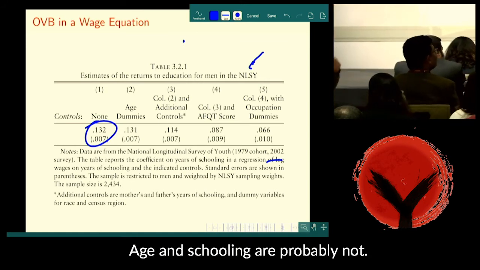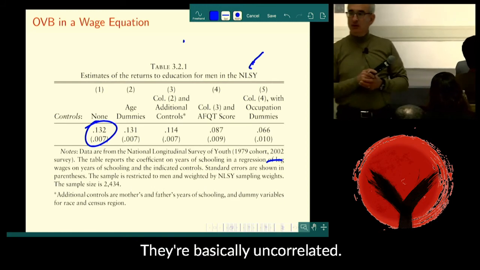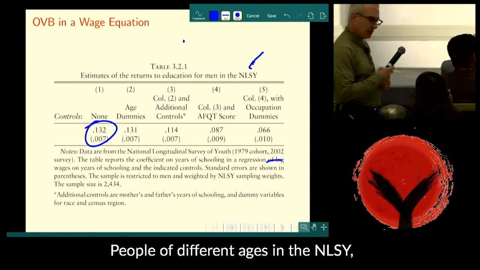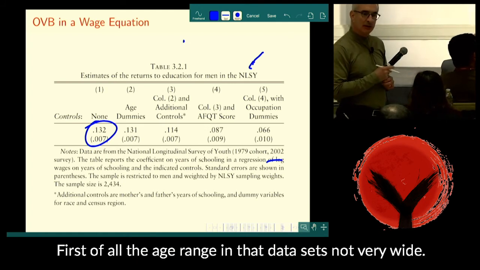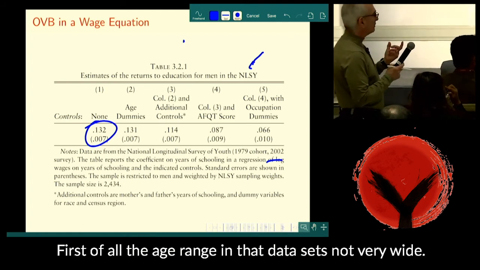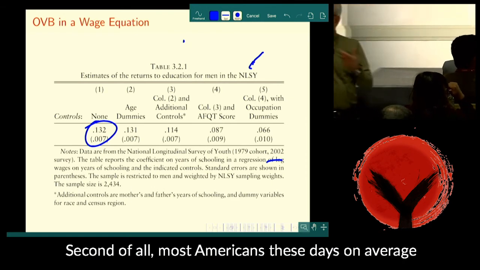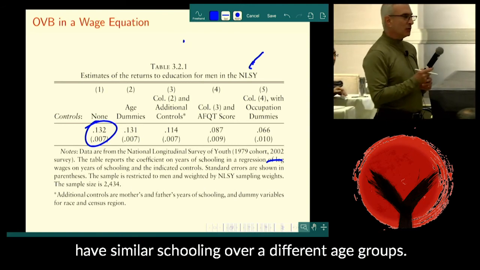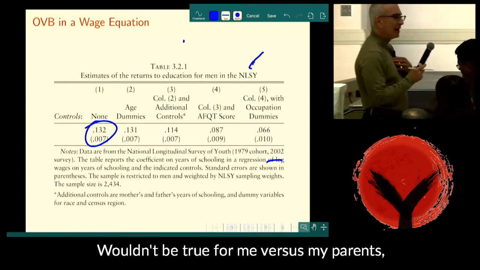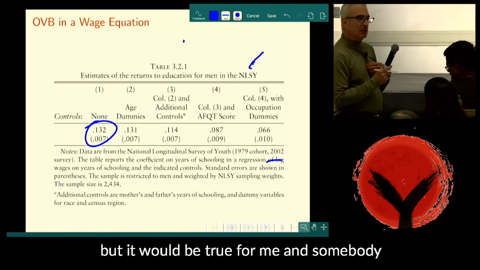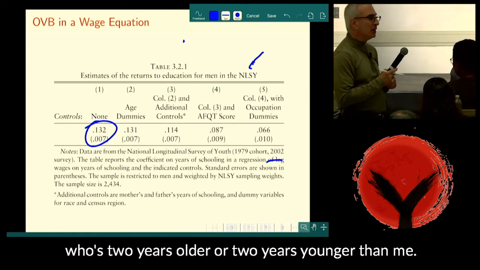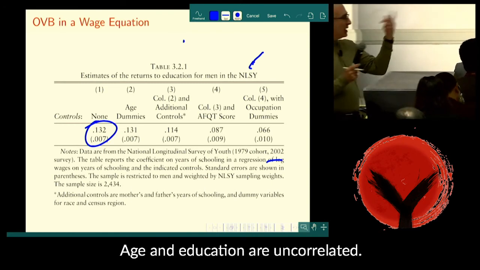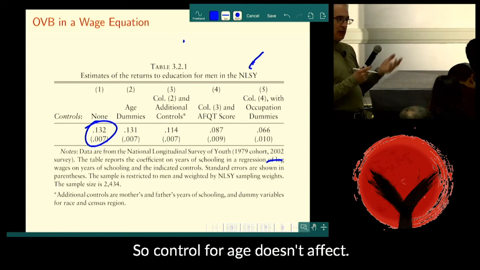Age and schooling are basically uncorrelated. People of different ages in the NLSY all get about the same schooling. First of all, the age range in that data set's not very wide. Second of all, most Americans these days, on average, have similar schooling over different age groups. It wouldn't be true for me versus my parents, but it would be true for me and somebody who's 2 years older or 2 years younger than me. So the OVB here is 0. Age and education are uncorrelated, so control for age doesn't affect it.